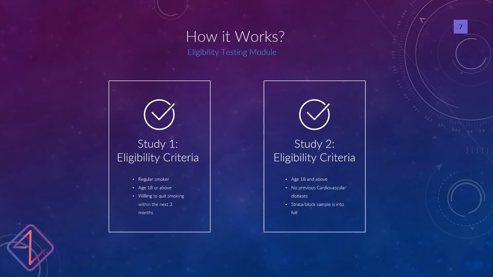The Eligibility module can handle simple to complex research participant eligibility conditions. For example, Study 1 is a straightforward eligibility testing. The most complex case is in Study 2, in which the eligibility is also connected to the sample size and distribution, such as in block, stratified, or quota sampling.